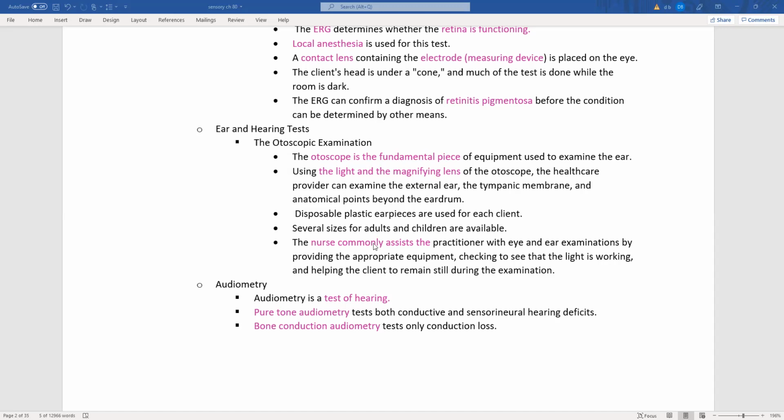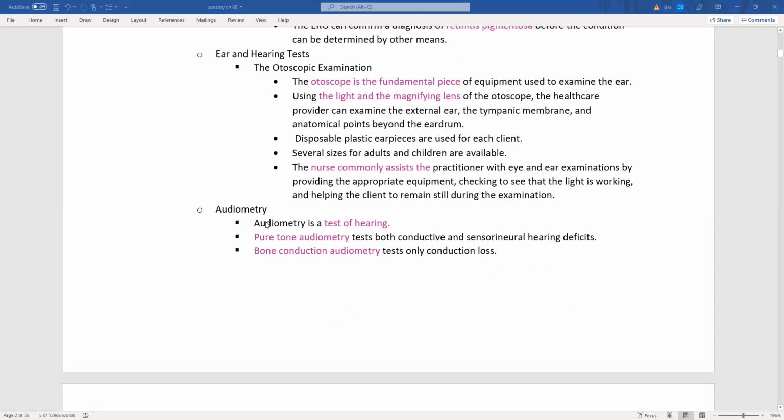They can also use the otoscope to shine that light in your eye to see if your eye is doing the PERRLA: pupils equal, round, and reactive to light, and that A stands for accommodation. Usually for accommodation, we do it as nurses, but mainly that's something that a neurologist would really focus on.